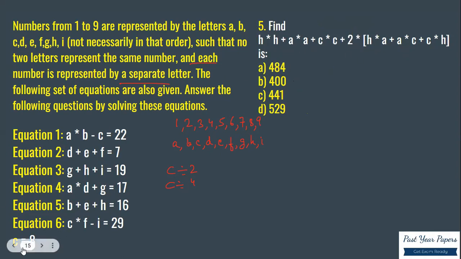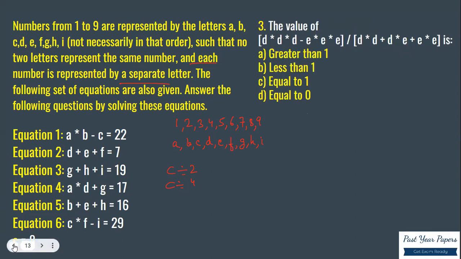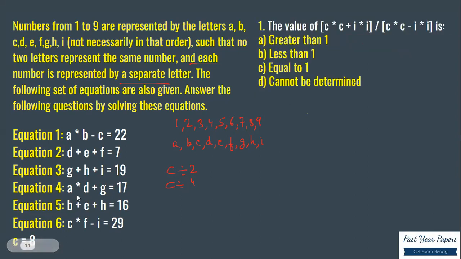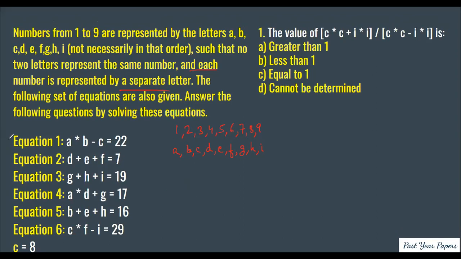So going through all these 5 questions, what I have understood is, to answer these questions, first I need to find the value of each alphabet. Then only I can answer these questions. So let's find the value of these alphabets first. To find the value of these alphabets, we are given these 6 equations, and we are also given the value of C. So let me write down the value of C first.